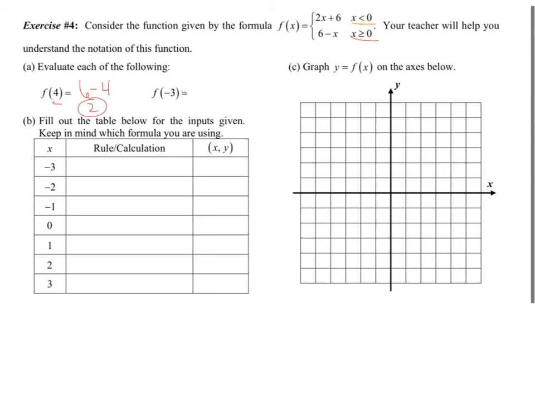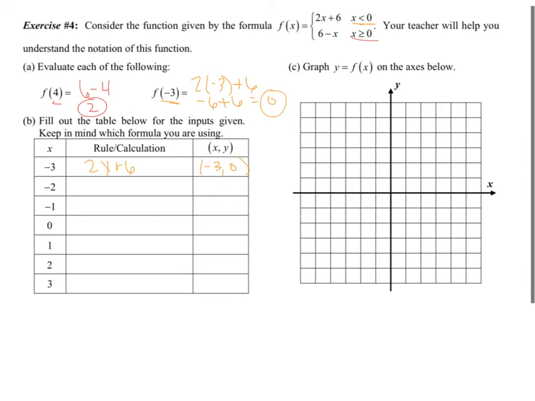But then we look at the other equation where x is less than 1, and notice that x is less than 1 here. Negative 3 is less than 1. So we do 2 times negative 3 plus 6. So negative 6 plus 6 equals 0. So we need to keep in mind which one we use. We just found that negative 3, we use the 2x plus 6, so negative 3, 0.